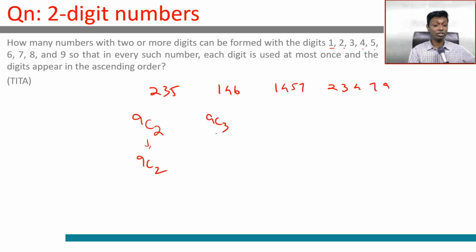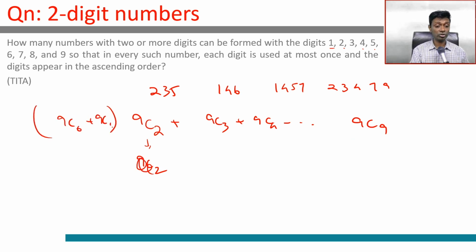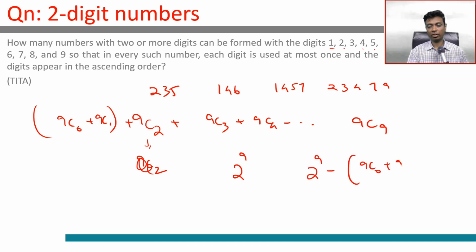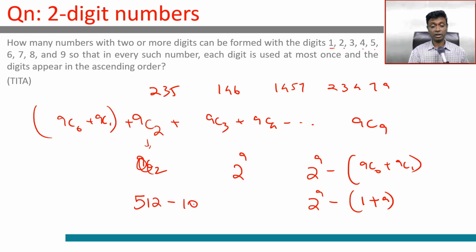9C3 for selecting 3 digits. Any 3 digits you select, they can be put in ascending order only once. So our answer is very simple. 9C2 plus 9C3 plus 9C4 all the way till 9C9. If you add 9C0 and 9C1 also to this, the overall thing is 2 power 9. So what we are looking for is 2 power 9 minus of 9C0, 9C1. 2 power 9 minus 1 plus 9. 2 power 9 is 2 cube whole cube, which is 512 minus 10, which is 502. Wonderful question, not a giveaway, but methodically solving, you can get to the answer.